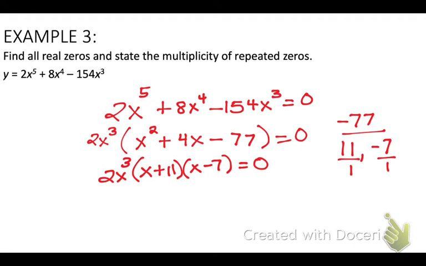Okay, so I have it in factored form. So what are my zeros? I'm going to start here first. My 0 here is going to be a positive 7. We got an x is equal to 7. I got a negative 11.